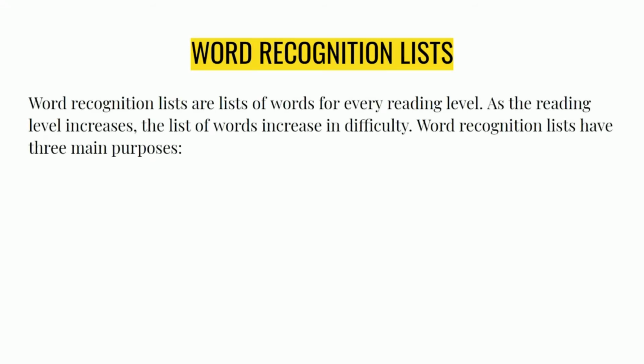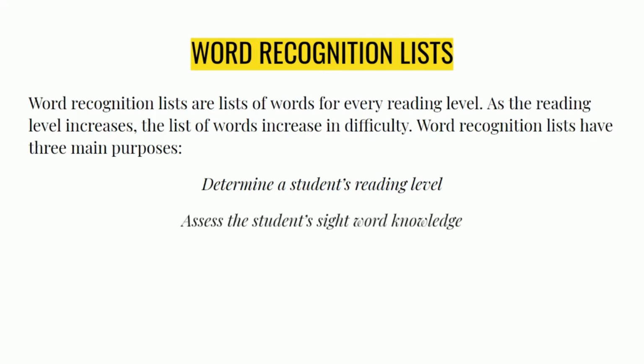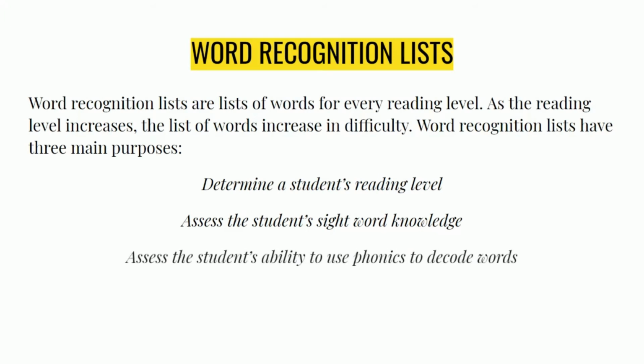Word recognition lists are lists of words for every reading level. As the reading level increases, the list of words increases in difficulty. And word recognition lists have three main purposes. First, they help us determine a student's reading level. Then they assess the student's sight word knowledge. And finally, they assess the student's ability to use phonics to decode words.